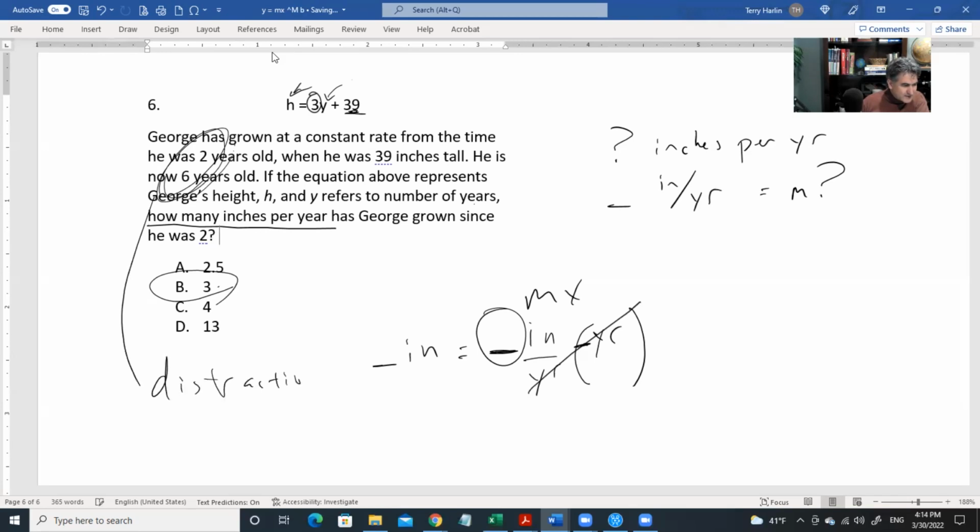That information is a distraction. And 39 inches, well, that balances out. I mean, that finishes out the equation, but it's also not necessary in order to answer the question, which is that the rate of change, which is the increase per year, is 3. And that's it. So that's what you're looking for.